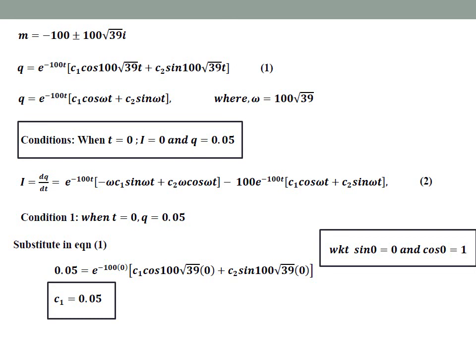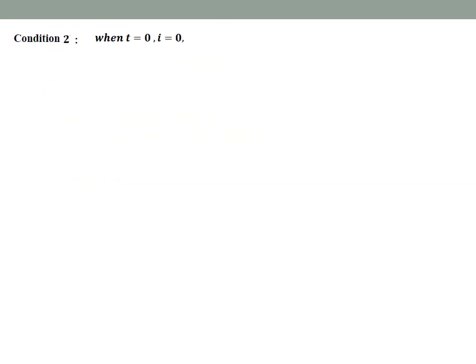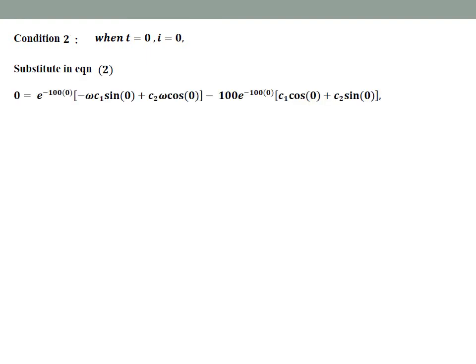To get another constant value, they have given me another condition. What is that? When time t is 0, my current I is 0. And that condition I have to substitute in equation 2. That's it. Okay, check here. My second condition, when t is 0, I is 0. I am substituting it in my equation 2.